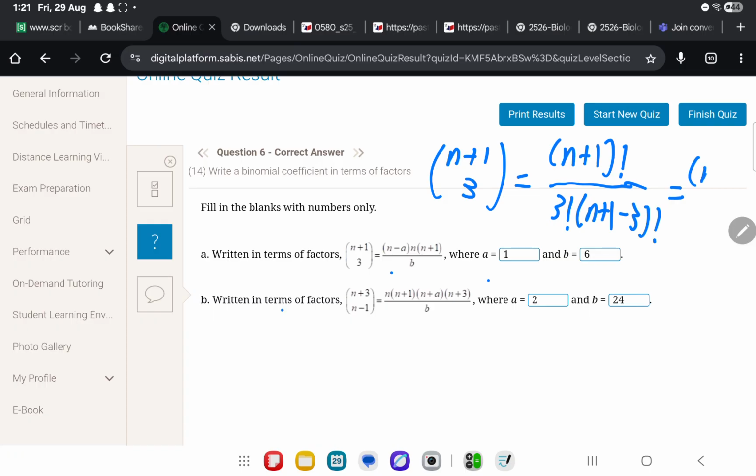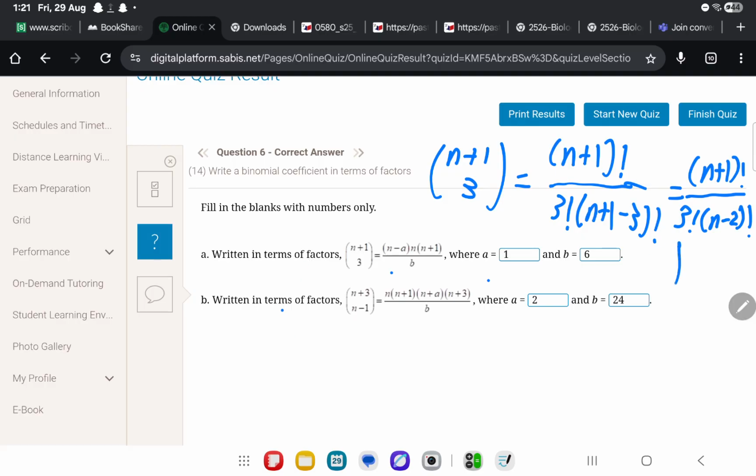Now, n plus 1 factorial stays the same, into 3 factorial. So, n plus 1 minus 3. 1 minus 3 is very easily negative 2. So, n minus 2 factorial. Now, which is bigger, n plus 1 or n minus 2? N plus 1. So, we're going to expand n plus 1 factorial.